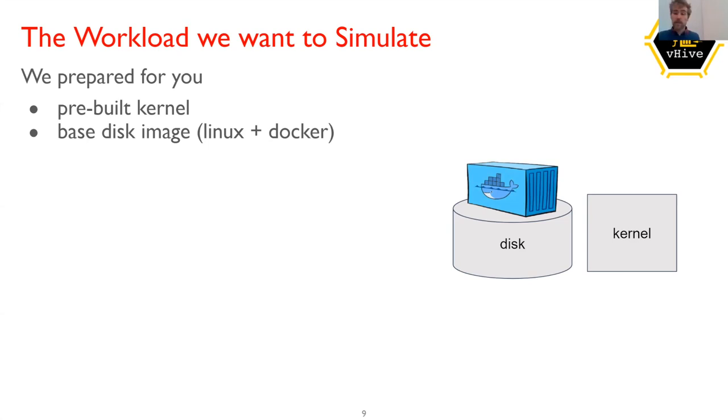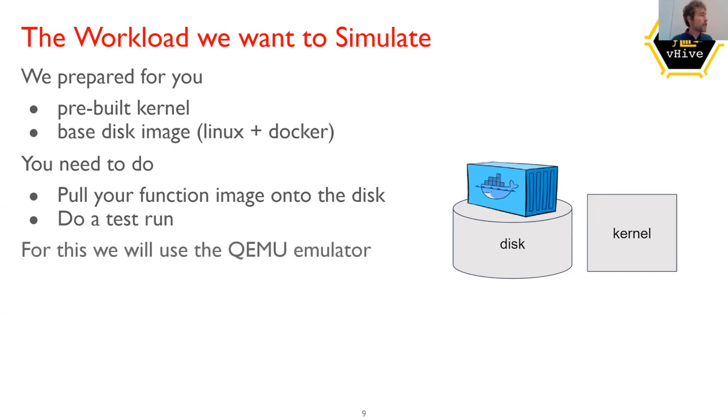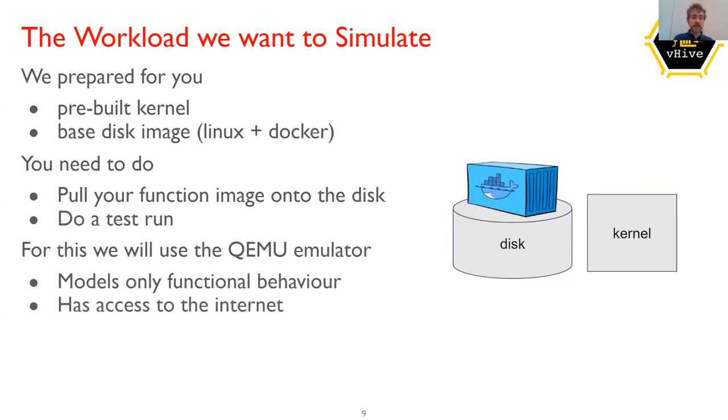And to put this function onto the disk, what you need to do is pull the image from a repository where you have already prepared it, then run a small test to check if everything works from a software perspective. To do this, we will use the QEMU emulator. The reason why we use the emulator and not the simulator is, first of all, QEMU is much faster because it only models functional behavior. And QEMU has access to the internet, which we don't have in the simulator.